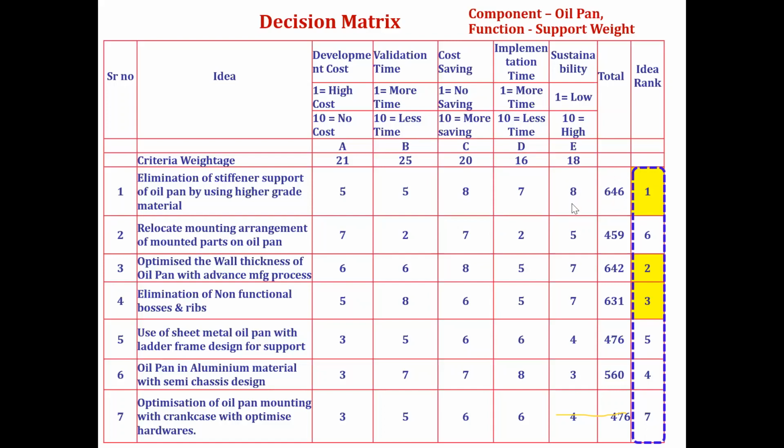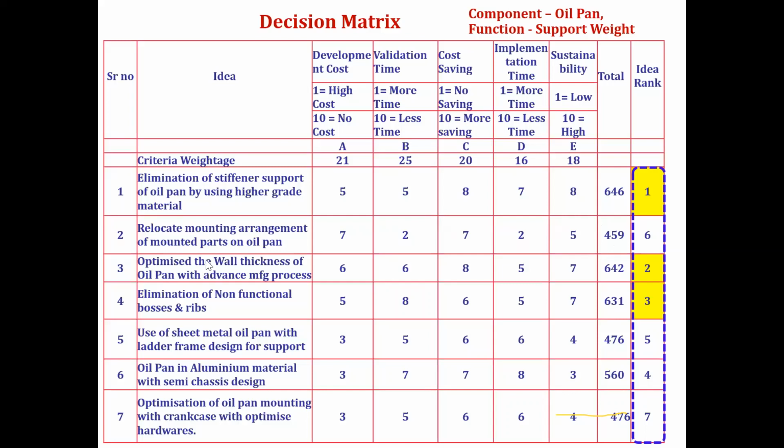So this is how you have to do it. You need to decide the matrix. The decision matrix here indicates you need to decide with respect to the paired comparison values you got in the last slide. Similarly, 21 into 7 plus 25 into 2 plus 20 into 7 plus 10 into 2 plus 18 into 5. Put together, you get 459 points for this idea of relocating the mounting arrangement of the mounted parts of the oil pan.